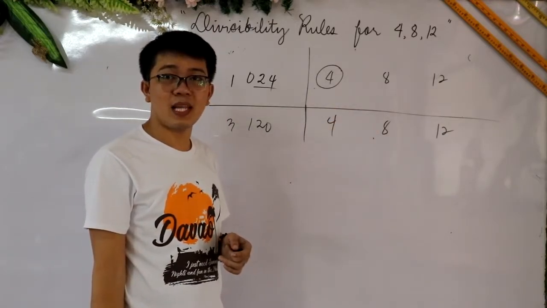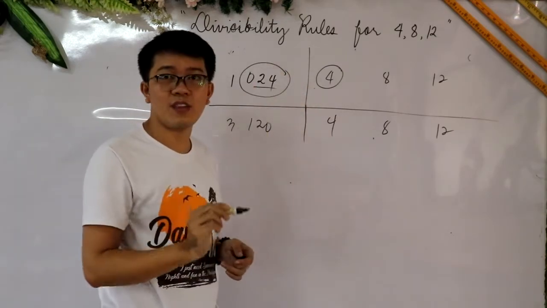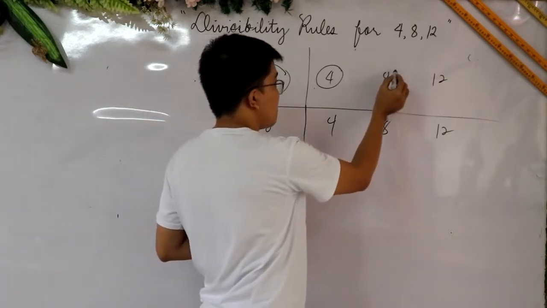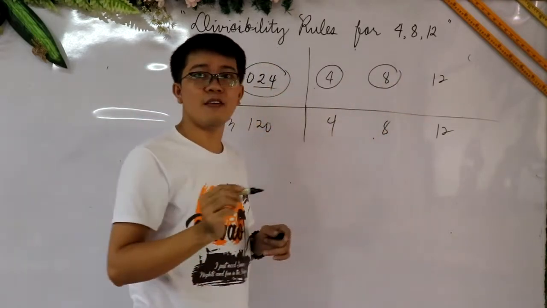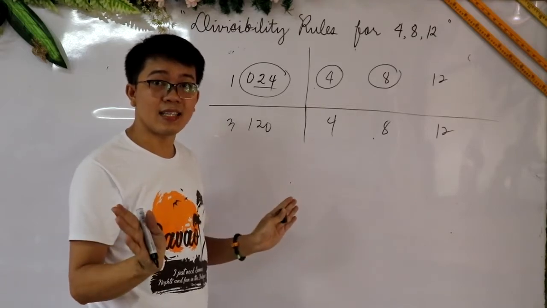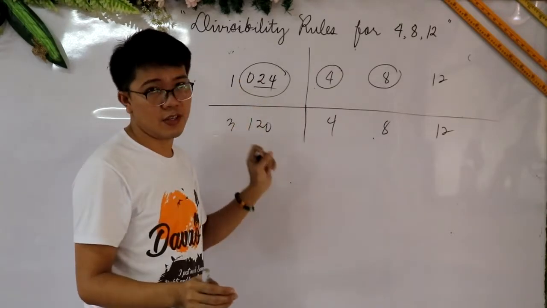Next, is it divisible by 8? What is the number formed by the last 3 digits? It's 024 also, 0, 24. So we say that it is divisible by 8, because 24 is a multiple of 8. 8, 16, 24. Exactly. So we say that 8 is also an exact divisor of this number.